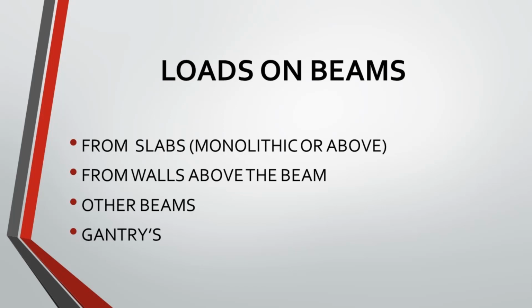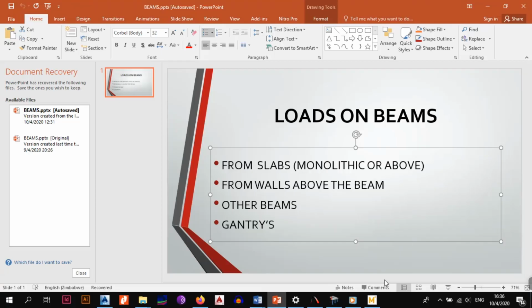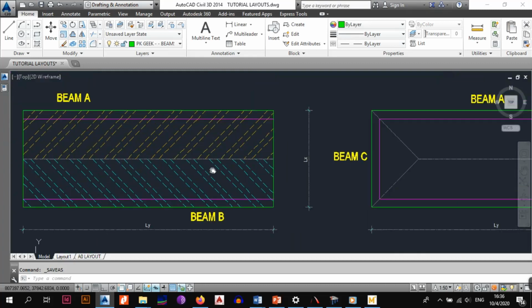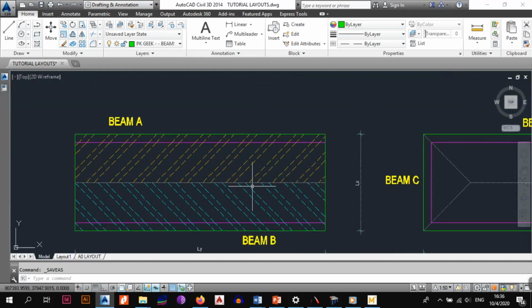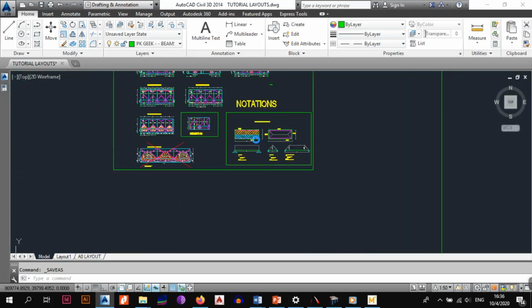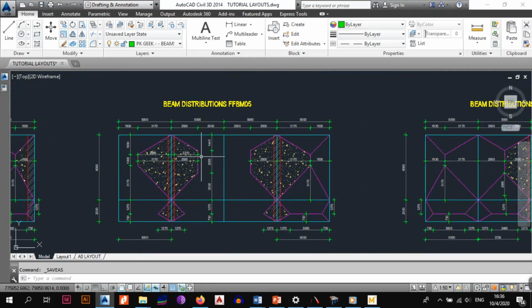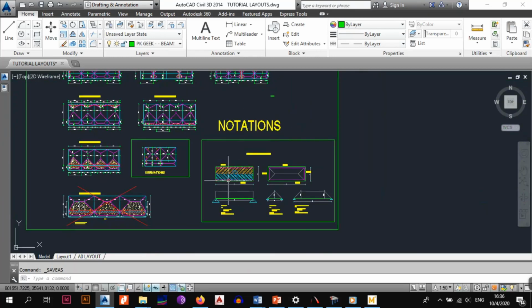So that's the thing. We need to understand where the loads on beams come from. I've highlighted where they come from mostly. Now we need to see what happens. In the simple case, the most important thing we need to understand is the loads from the slabs. For example, in our building, we only have the slabs and the walls providing their loads to our beams. We don't have beams providing loads to other beams, and we also do not have any gantries. So we have slabs and the walls.